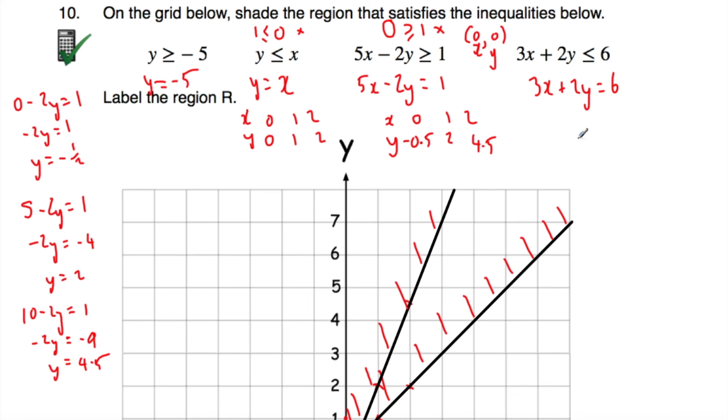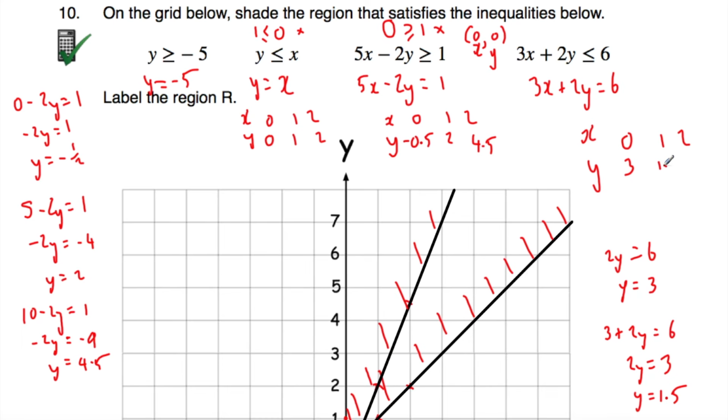So let's draw this line. I'm going to do a little xy table: x and y, 0, 1, 2. So 3 times 0 is 0, plus 2y would just be 2y, and that equals 6. If we divide by 2, we get y is equal to 3. So that's that point. Next, x is equal to 1. 3 times 1 is 3, and then we've got plus 2y equals 6. If we take 3 away from both sides, we get that 2y equals 3. And then if we halve it, y is equal to 1.5. So that's 1.5.